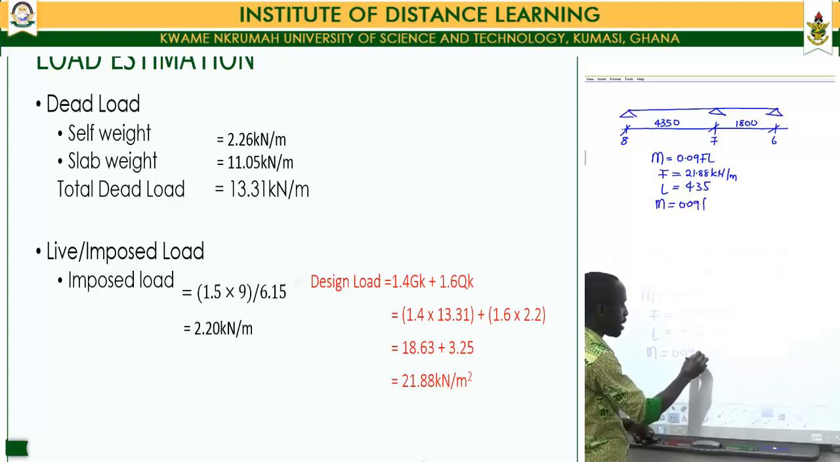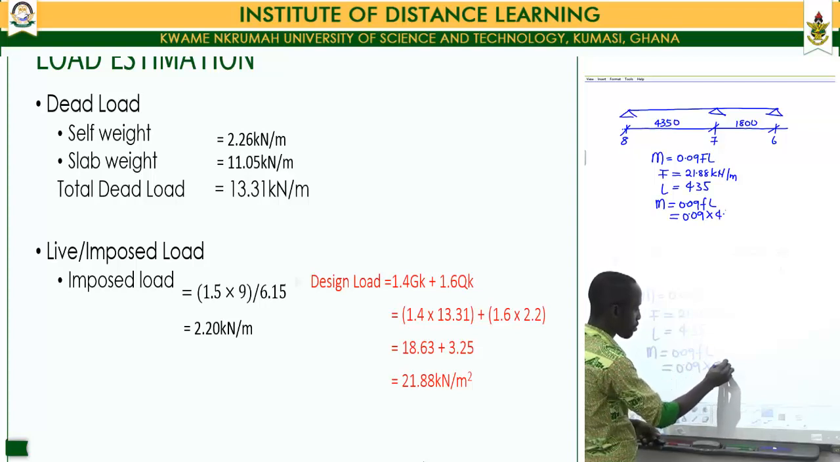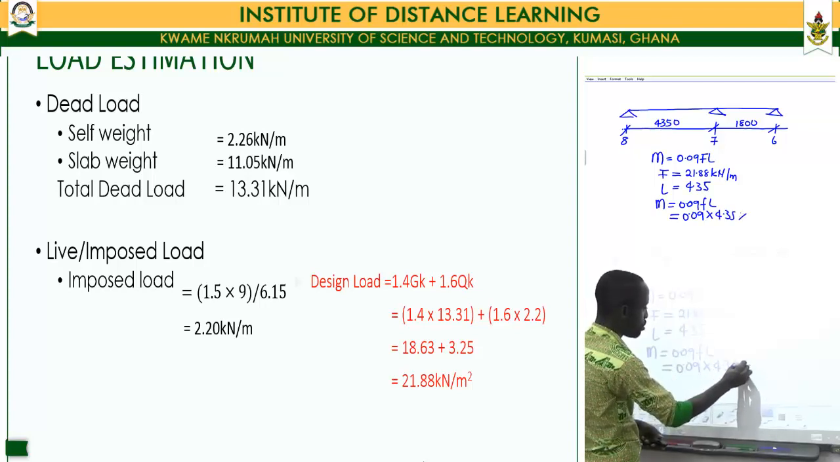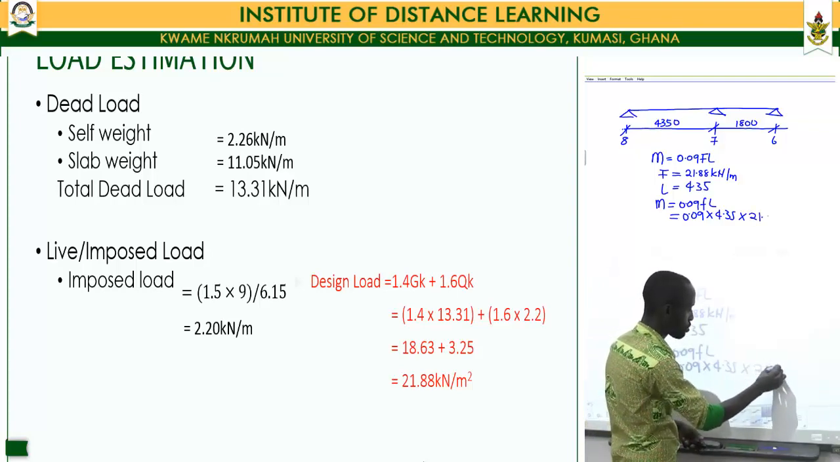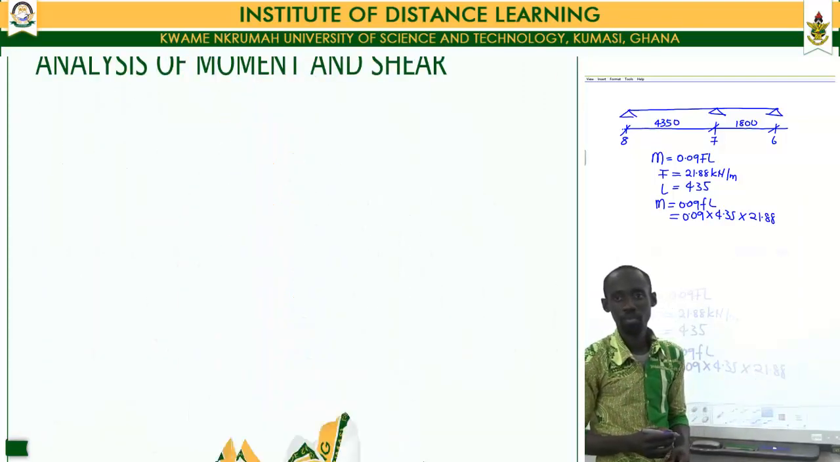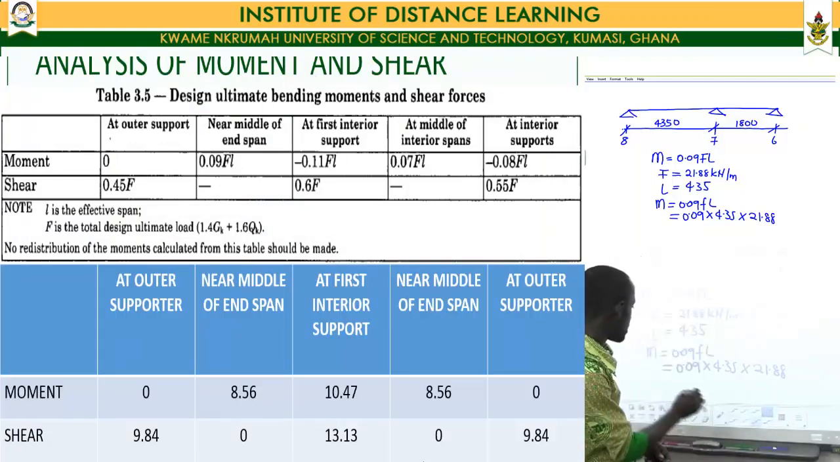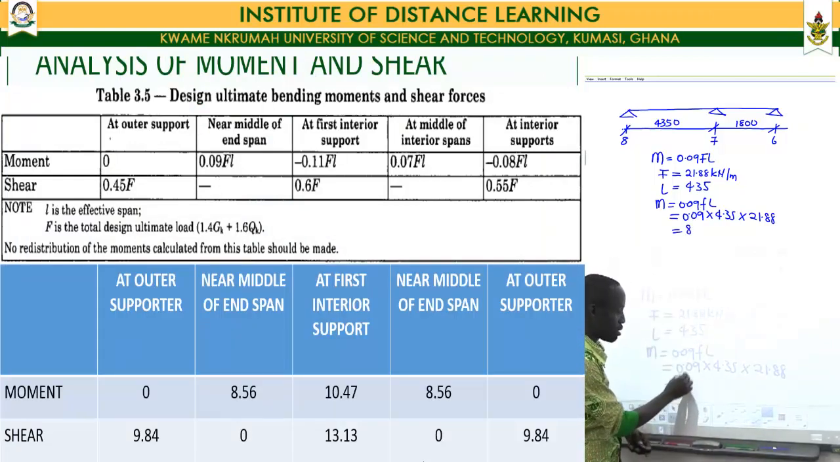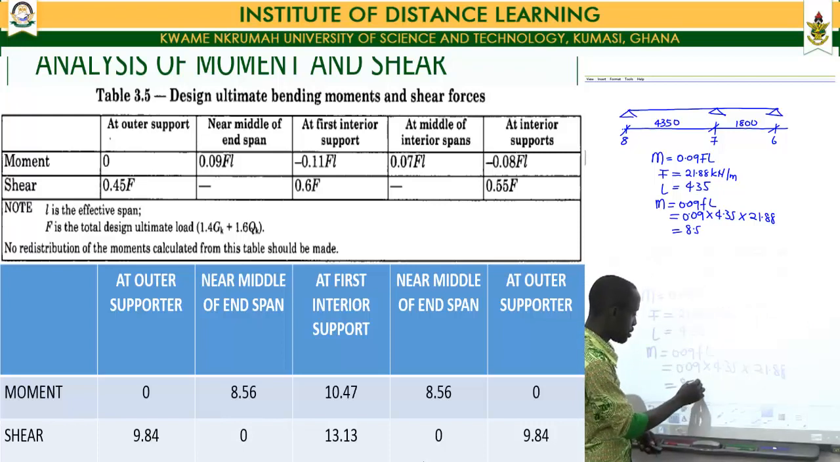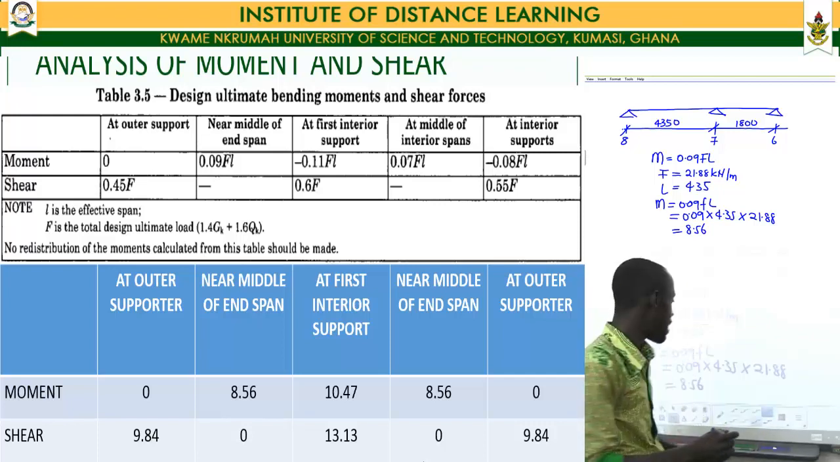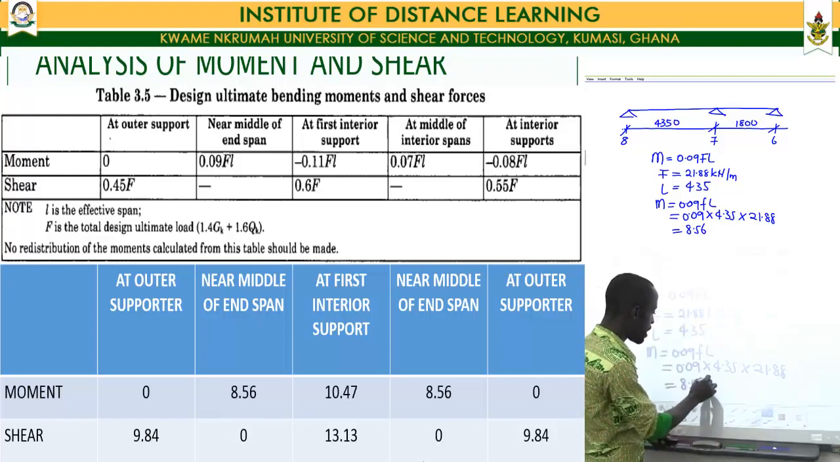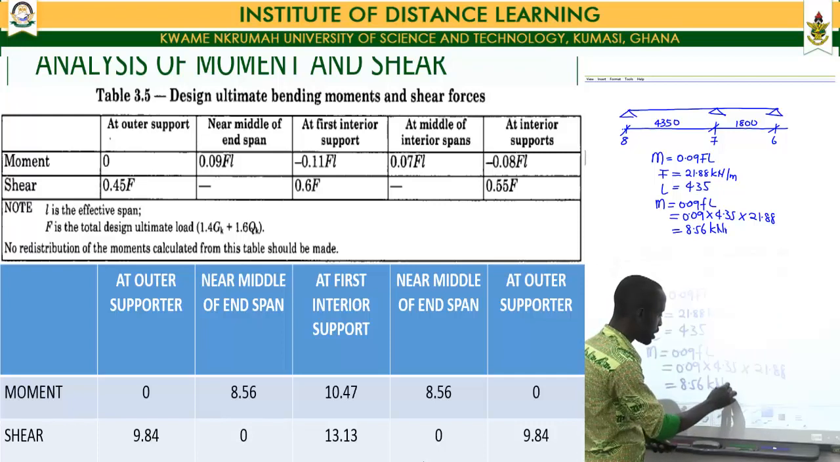0.09 FL, which is equal to 0.09 multiplied by 4.35 multiplied by 21.88, in which case it gives us a value of 8.56 for our moment at the near middle of end span, 8.56 kilonewton meter.